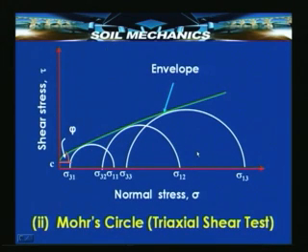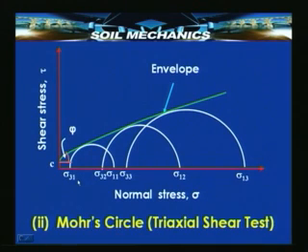In the case of Mohr circle for a triaxial shear test, we generally do at least 3 tests and plot 3 Mohr circles and draw a common tangent from which we get the normal and the shear stresses, the shear strength parameters. Now, here is an example of 3 such Mohr circles for a triaxial test.